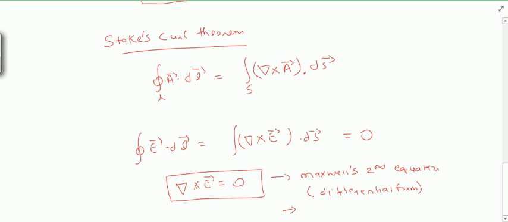This equation is valid for static electric fields, because here it is 0. But in case of a varying magnetic field, you will see that later in the time varying field. Here the field is static. That's why del cross E is 0. So this is Maxwell's second equation in differential form. Del cross E equals 0. That is, we can also say that the curl of the electric field is 0.